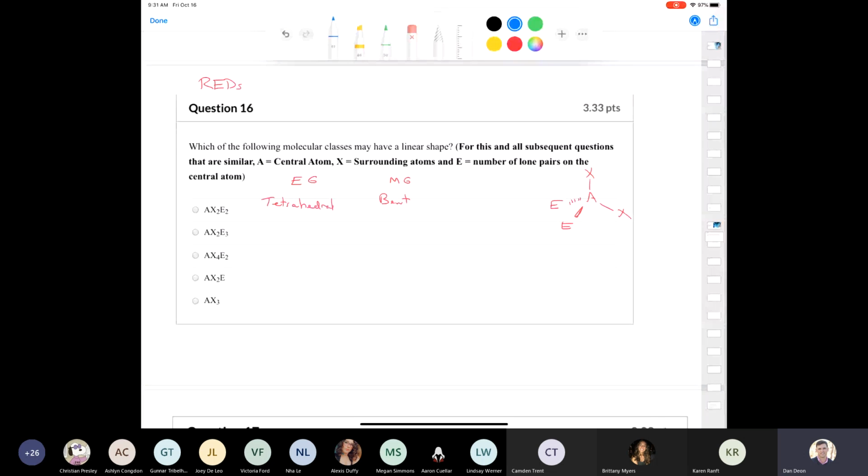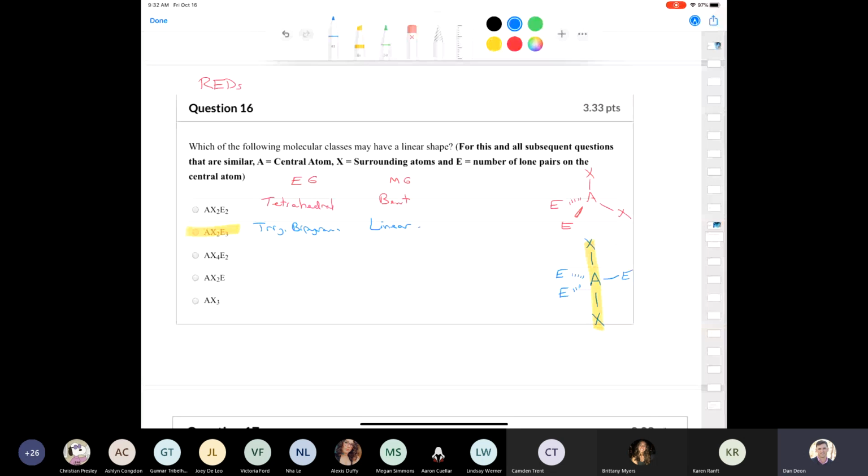So that one is not linear. Let's take a look at the next one. We have AX2E3. Here we have 5 regions of electron density, so the electron geometry will be trigonal bipyramidal. We could draw that molecule out. We'll have A, and we get our 2 X's as far away from each other as possible. Then we'll have 3 E's in the equatorial positions like this. And so you can clearly see here that the molecular geometry is in fact linear. The question is, which of the following molecular classes can have a linear shape? And so the answer is this one here.